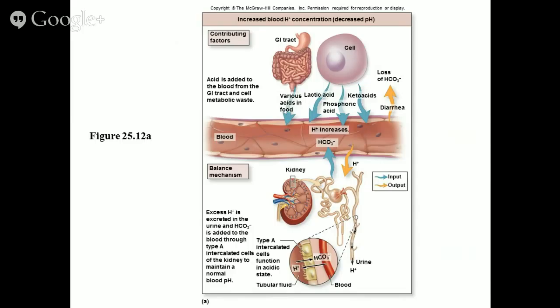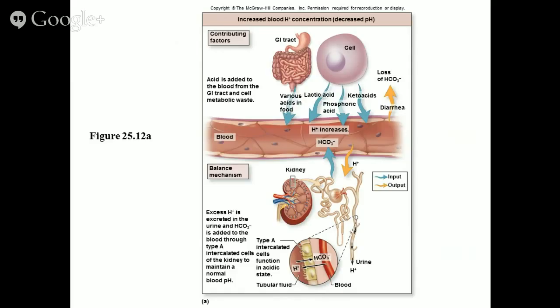So what happened here? Actually, you'll notice that nothing evil is happening in this picture. This is natural. This is normal. What's going on is that your cells are doing their job. They're living. And since these cells are alive, they are producing keto acids, phosphoric acids, lactic acids. These are things that normal living cells produce.